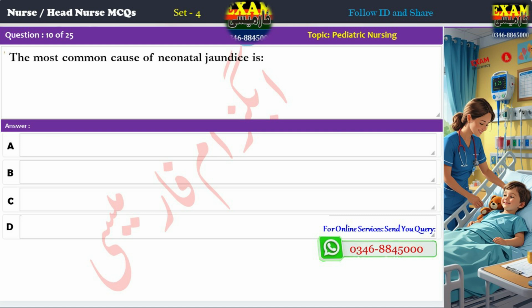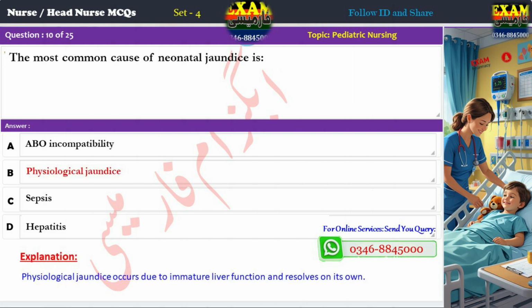Question 10. The most common cause of neonatal jaundice is A. ABO incompatibility. B. Physiological jaundice. C. Sepsis. D. Hepatitis. Correct answer: B. Physiological jaundice. Explanation: physiological jaundice occurs due to immature liver function and resolves on its own.